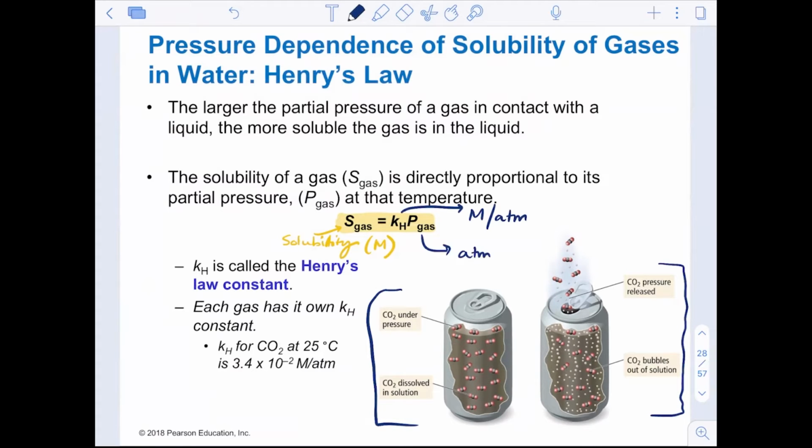So each gas has its own Henry's Law constant, its own KH at specific temperatures. Okay, so the KH for carbon dioxide at 25 degrees is 3.4 times 10 to the negative 2 molarity per ATM. We'll do many more calculations with Henry's Law in class, but let's continue and move on.